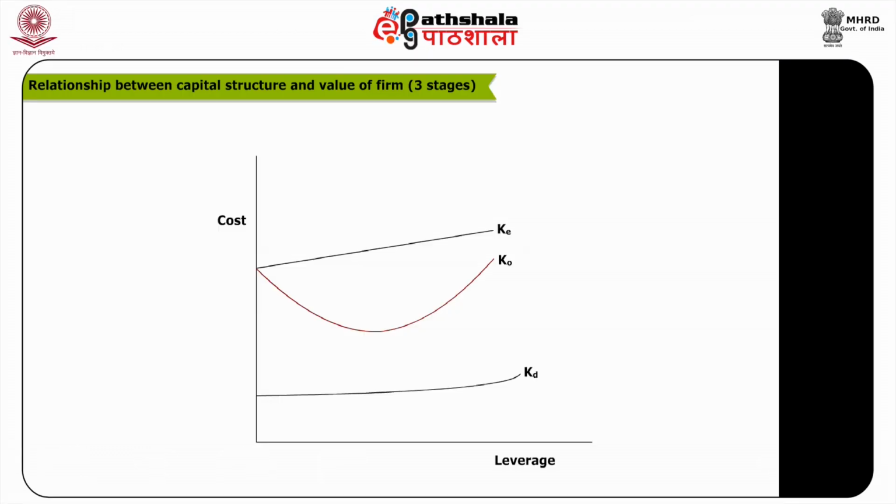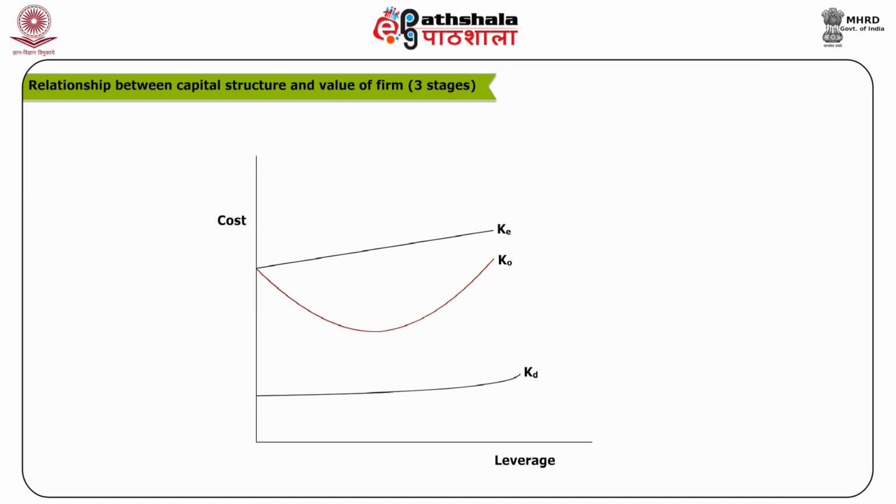Let us now discuss the three stages in the traditional approach explaining the relationship between capital structure and value of the firm. In the first stage, as the company starts moving from all equity to debt financing, the cost of equity starts increasing by a very small amount. But this increase in cost is not able to set off the advantage of low cost of debt. As a result, weighted average cost of capital goes down and value of the firm increases.